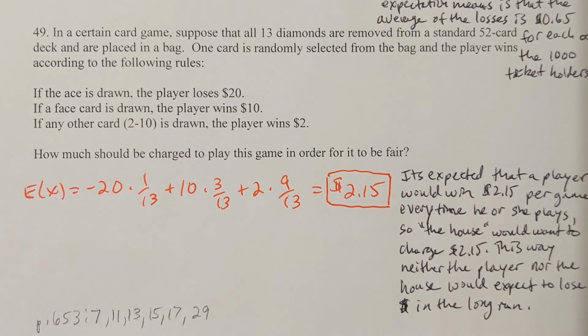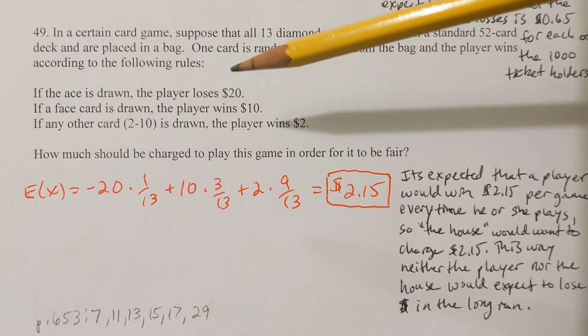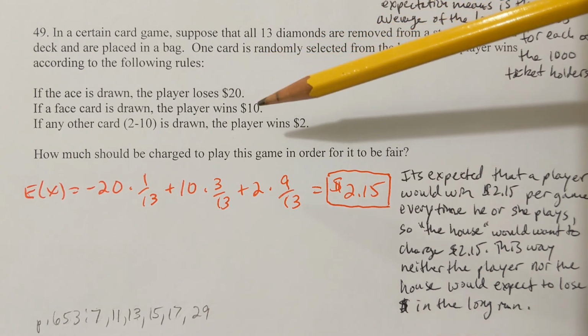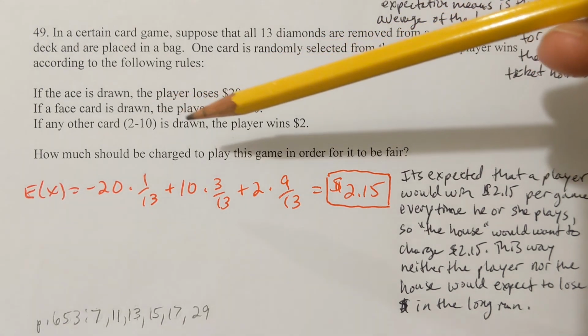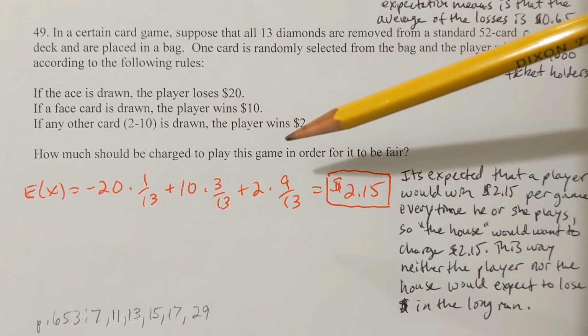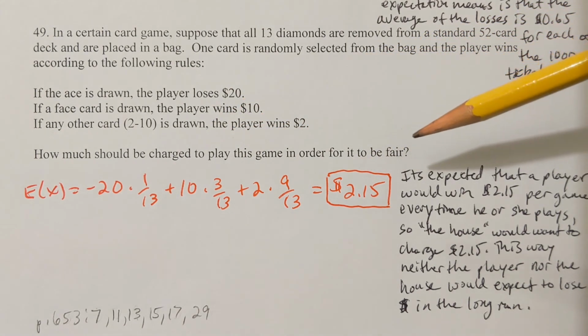Problem 49 says that in a certain card game, suppose that all 13 diamonds are removed from a standard 52 card deck and are placed in a bag. One card is randomly selected from the bag. The player wins according to the following rules. If an ace is drawn, the player loses $20. If a face card is drawn, the player wins $10, and if any other card, 2 through 10, is drawn, the player wins $2. How much should be charged to play this game in order for it to be fair?